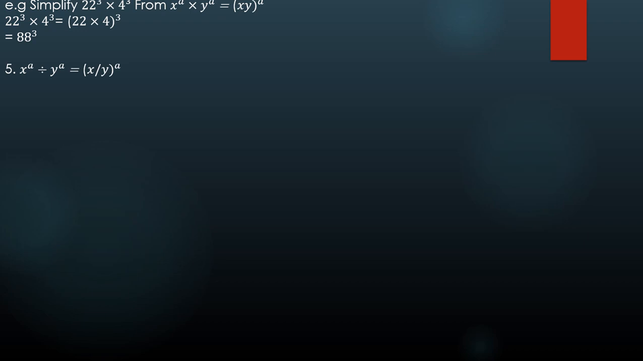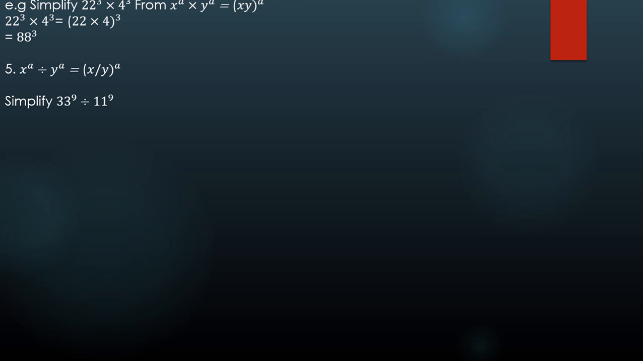So in the fifth rule also, here is all about division. If you have x raised per a divided by y raised per a, as in their powers are equal, you can easily divide their bases. You divide the first base by the second base. That will be x over y. Then open your brackets, raised per a. As simple as that. So let's try out some examples.